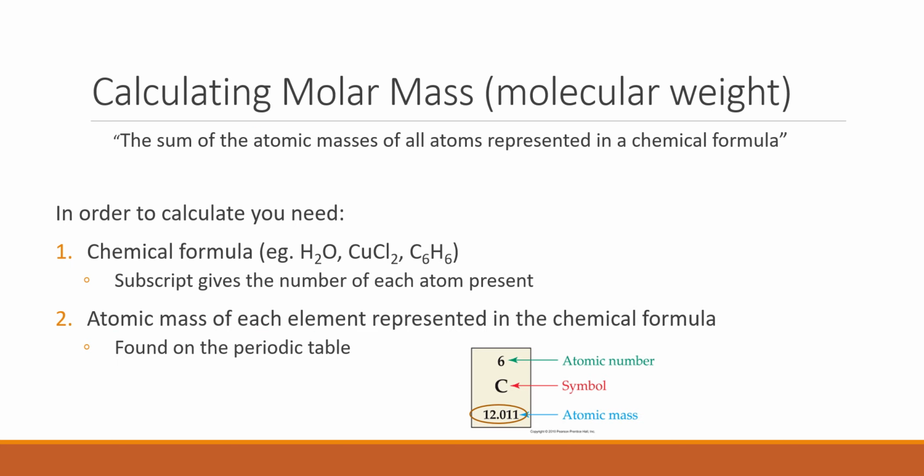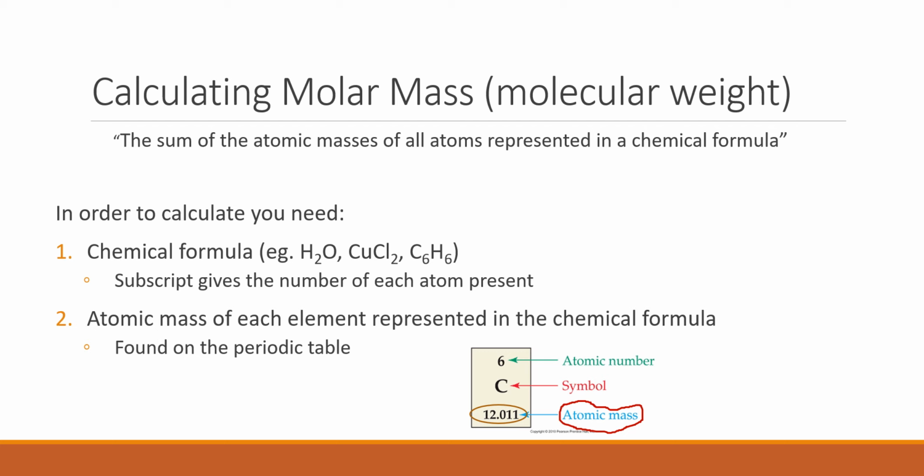Next, we're going to look at calculating molar mass. Now, molar mass is oftentimes referred to as molecular weight as well, so those 2 terms are interchangeable in this course. So what is molar mass? Well, molar mass of an element is the same thing as the atomic mass on the periodic table. You can see this little cutout of carbon from the periodic table at the very bottom of the slide. The average atomic mass that's written there is the molar mass of the element carbon, just 1 atom of carbon.